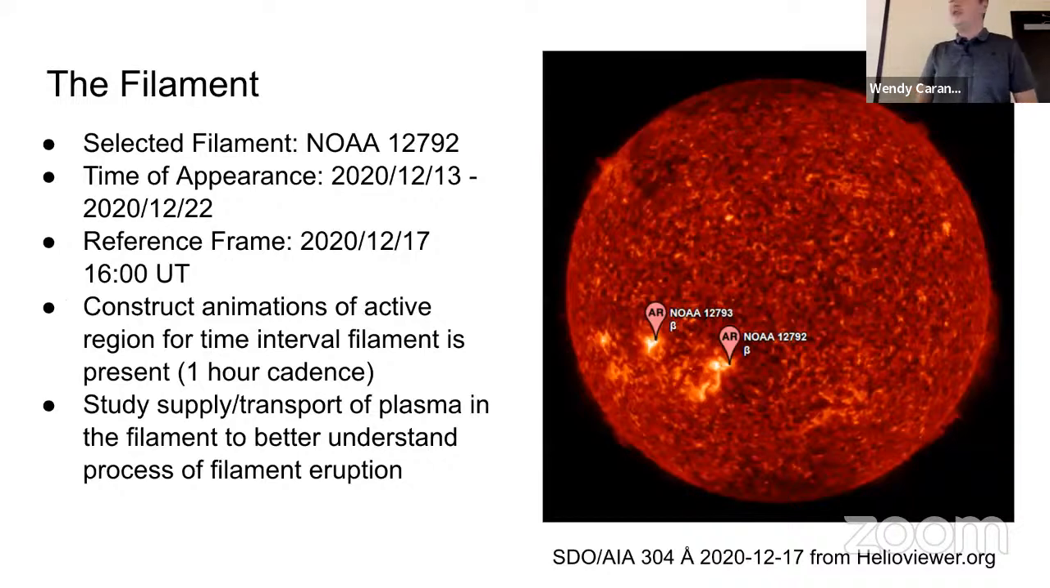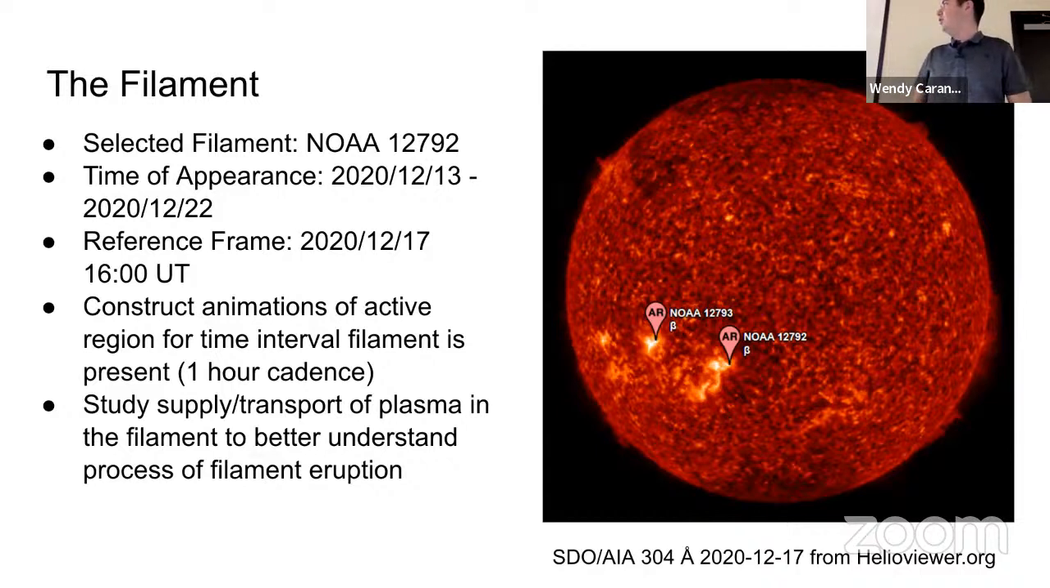So the filament that we selected to study is located in the active region NOAA 12792, which you can see right here. And at this time, there's actually two active regions, but we were focusing on the one on the right. And the filament was present from the 13th through the 22nd of December, 2020, for a total of 9 days. And we selected a reference image of the 17th of December at 1600 hours. The reason we chose this as a reference image is because we have high resolution data at that time.